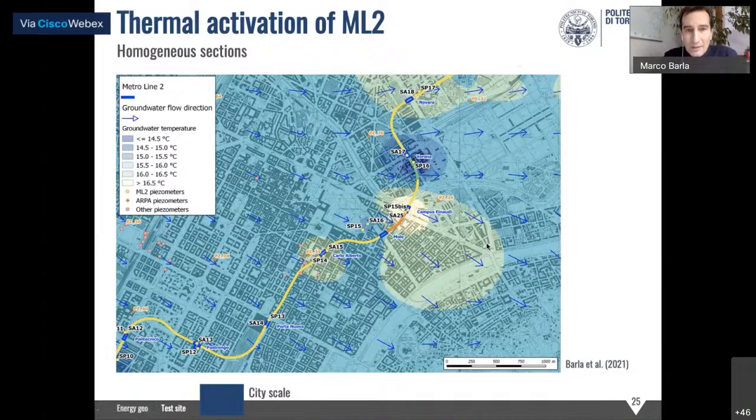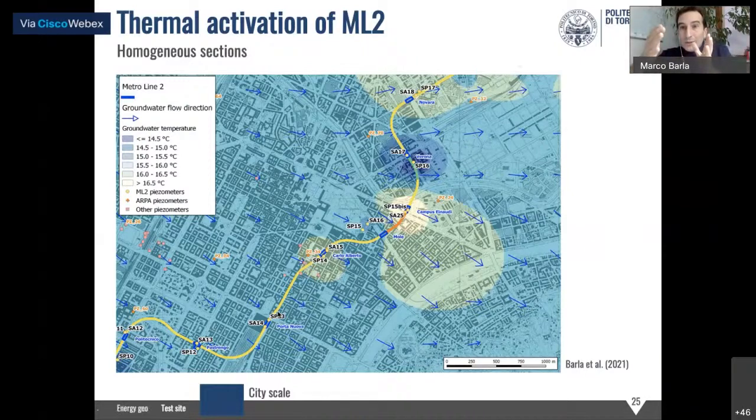For example, this is an example here. You can see a screenshot of the central area of the city with the metro line. And in this picture, you see the groundwater flow direction with these arrows. And with the colors, you see the groundwater temperature. We have quite fast-moving groundwater flow in Torino. This is the river Po, so most of the groundwater is moving in that direction. So if we look at this area, it's different from this area, just to make it simple. And that means that we will have a potential here which is different from the potential that we have down here.